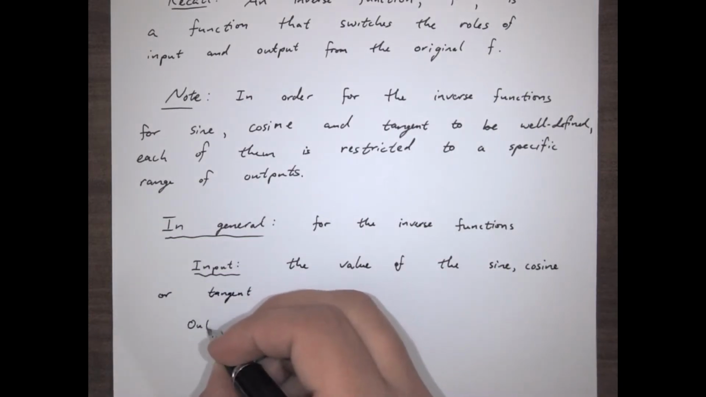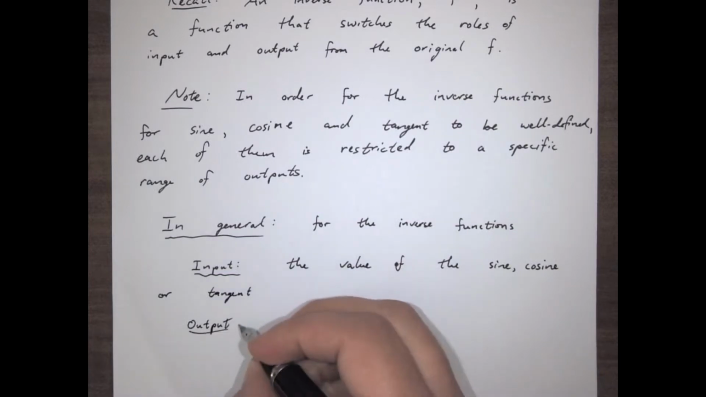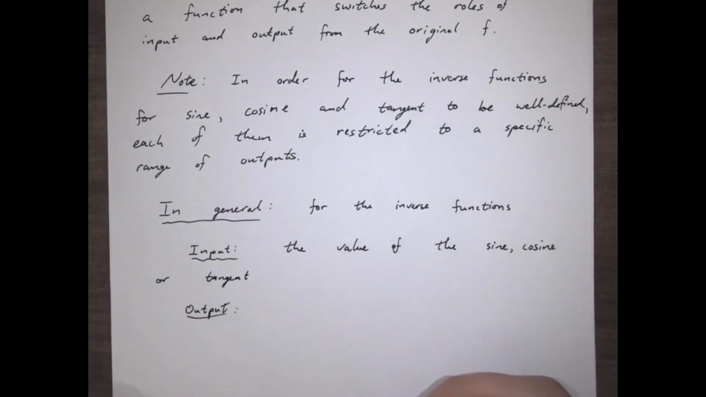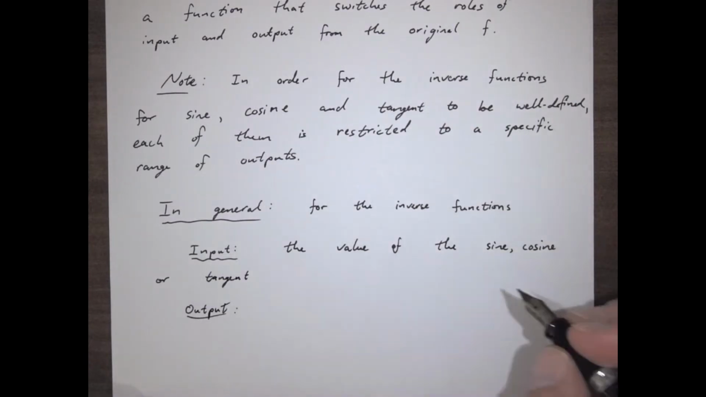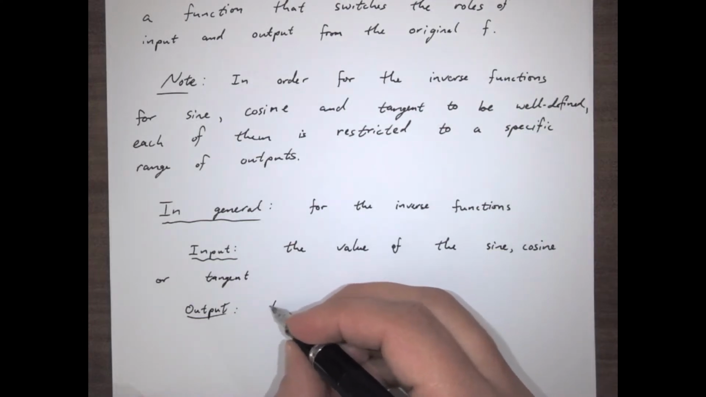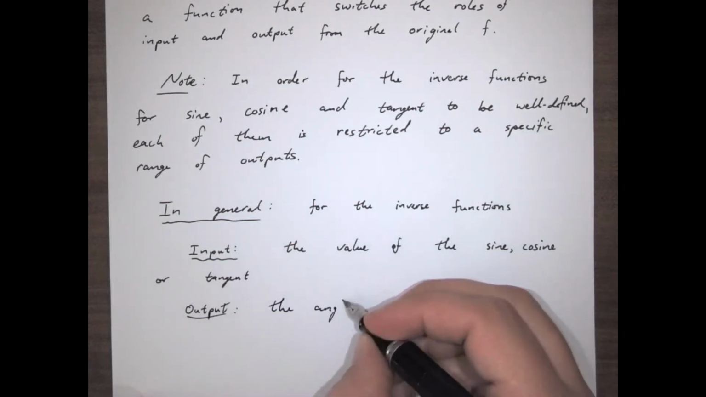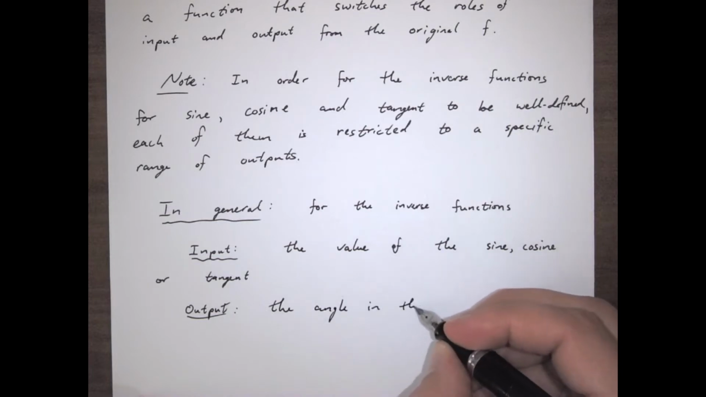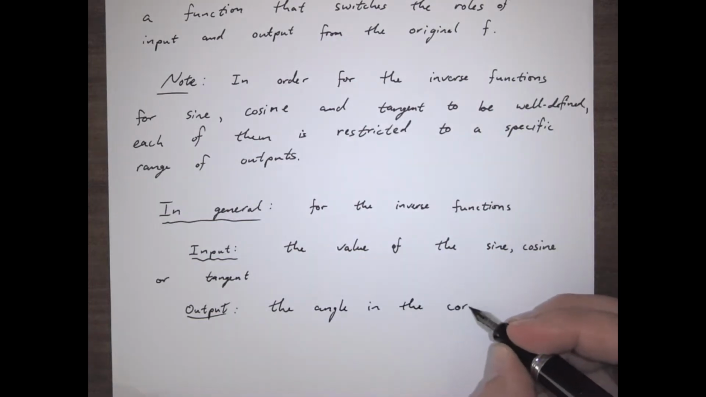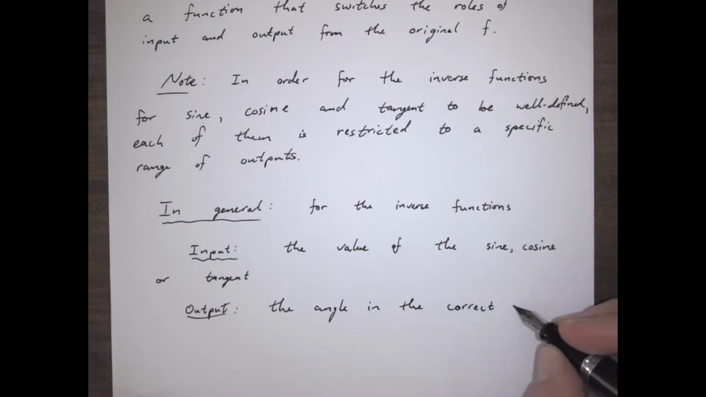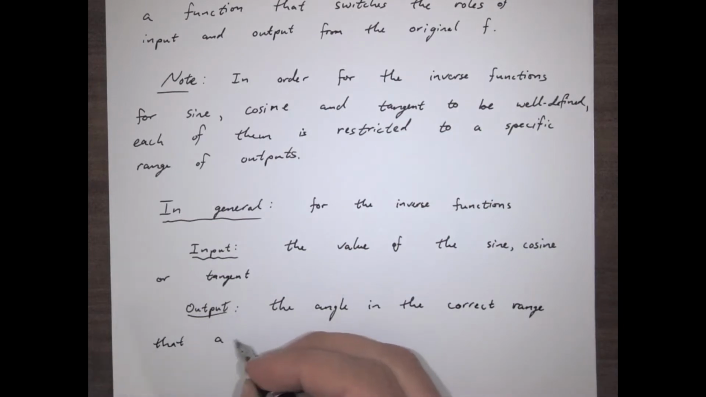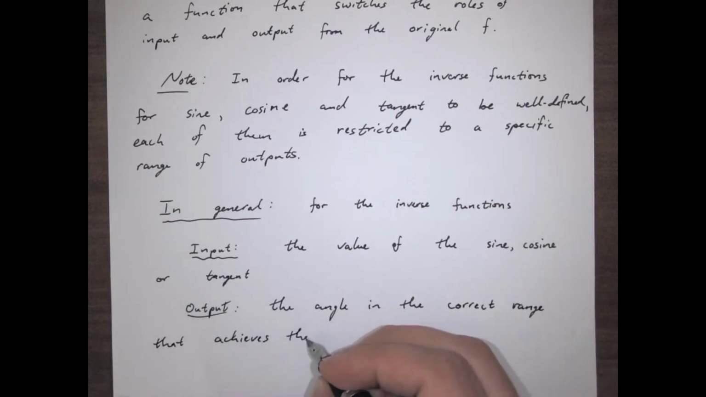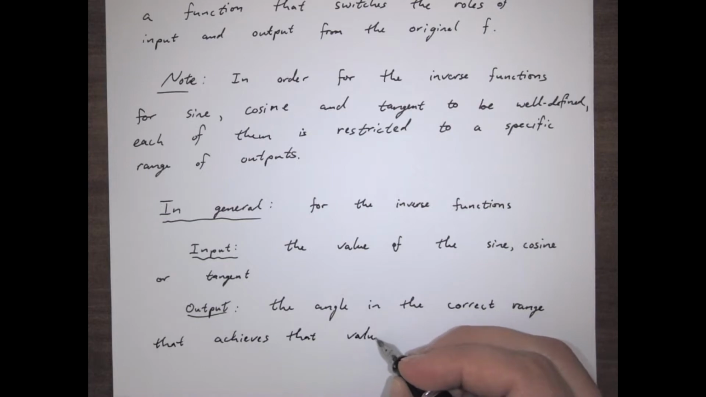And now for the output, what we will get is the specific angle that is within the appropriate range, which has that value. So this is the angle in the correct range that achieves that value.